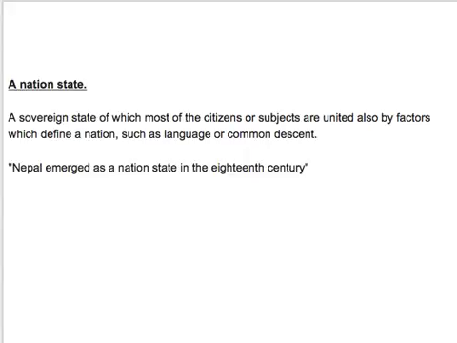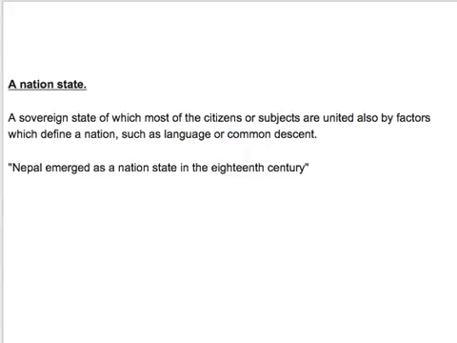A nation state is a sovereign state which is recognised by the United Nations as controlling all of its own internal affairs. But in a nation state, something more bonds people together. What bonds people together is some unifying factor, and quite often it is a language. If it's not a language, it can be a common ancestry.